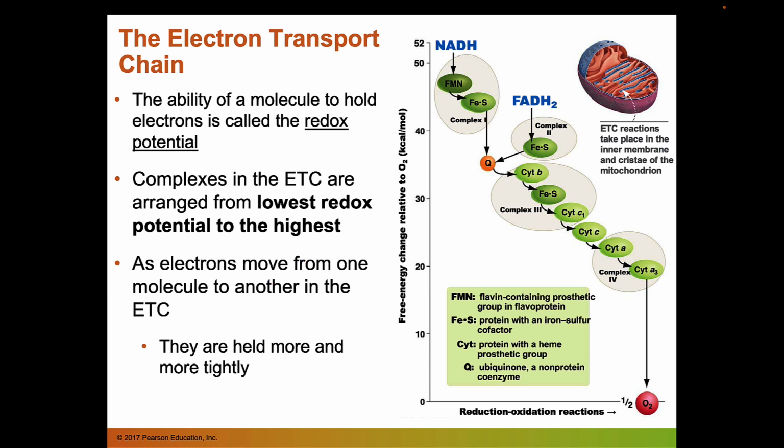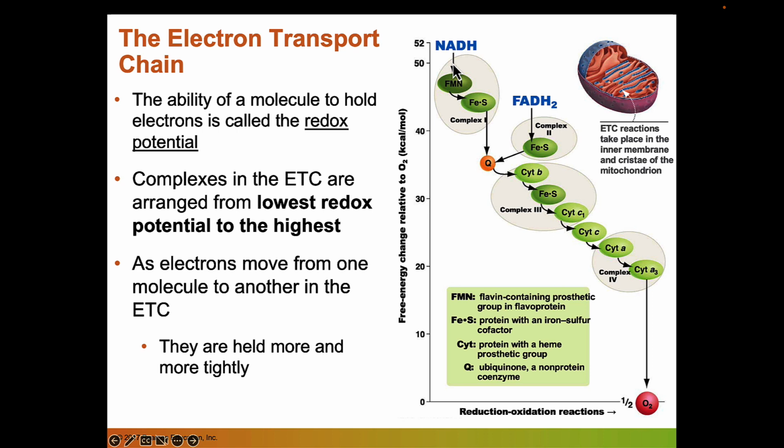These proteins in the electron transport chain are actually organized by their redox potential. The redox potential refers to how strongly something can hold electrons. So what happens is NADH can transfer one of its electrons to complex 1. NADH then becomes NAD plus, and complex 1 has been reduced because it's gained an electron. And then complex 1 will continue to pass electrons to molecules with higher redox potential.